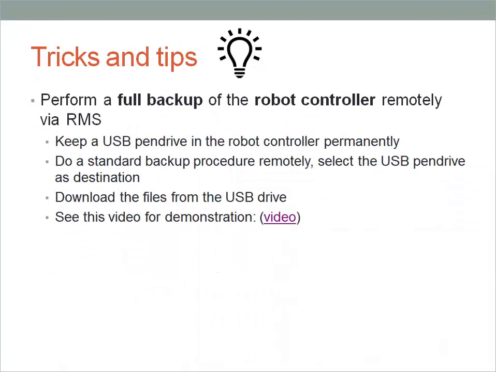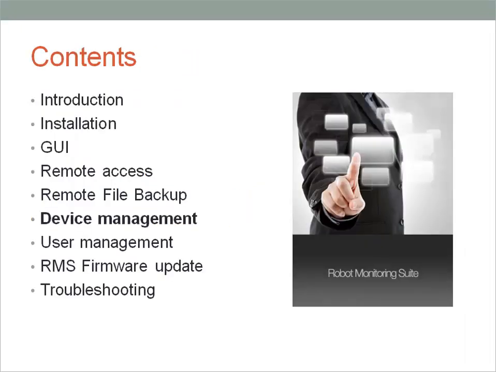If you want to make a full backup of the robot controller remotely, it is recommended that you keep a USB pen drive constantly in your robot controller and use Robot Monitoring Suite to remotely perform a standard Nachi or OTC-Daihen backup procedure, with the USB pen drive being the target. After this standard backup procedure has finished, you can simply grab those files from the USB drive and save it on your PC. This way you can make a full standard backup without any on-site assistance or any help from any local staff. Now let's go to device management.